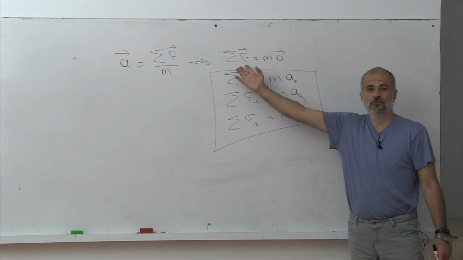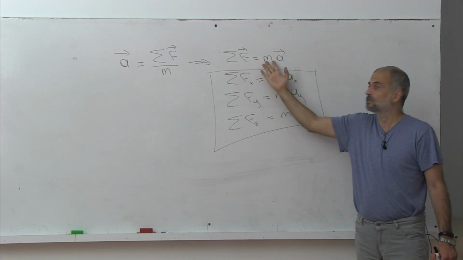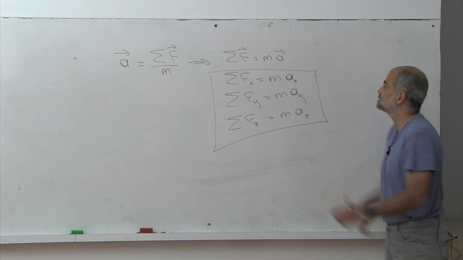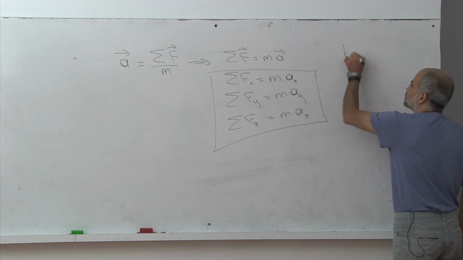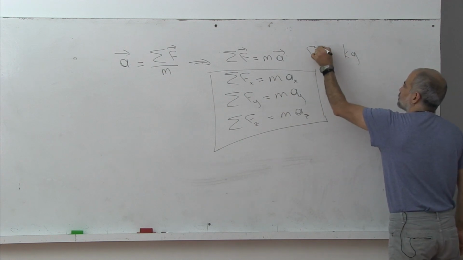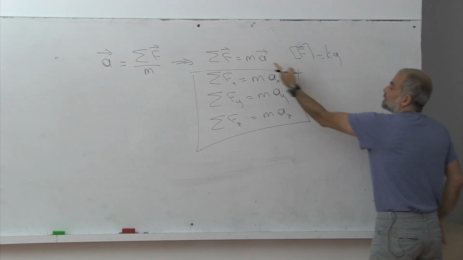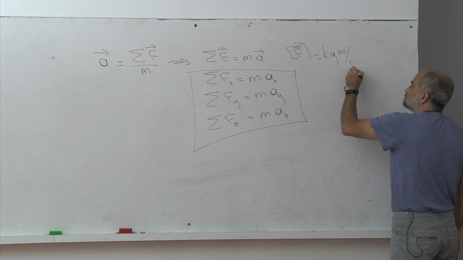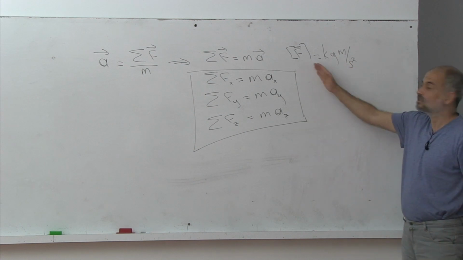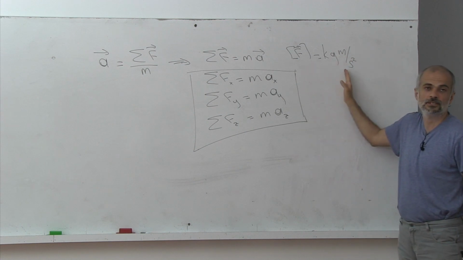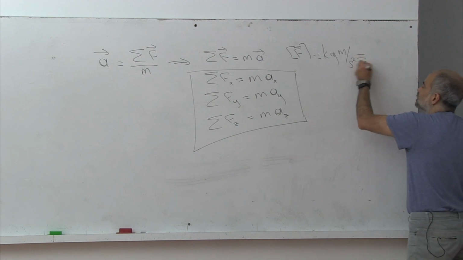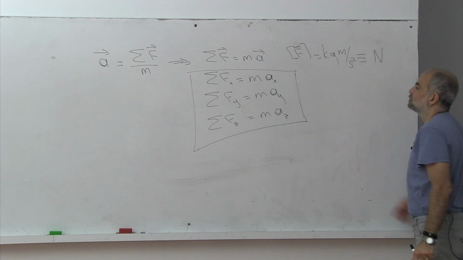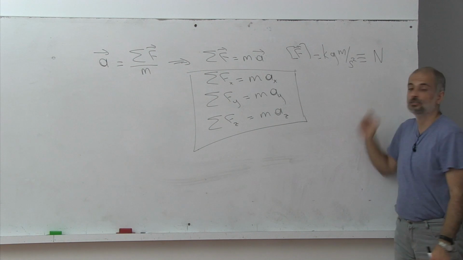The unit of force can be read from here. The unit of the mass is kilogram. The unit of acceleration is meters per second squared. So the unit of force is kilogram meters per second squared, which is also called Newton. So the unit of the force is 1 Newton.